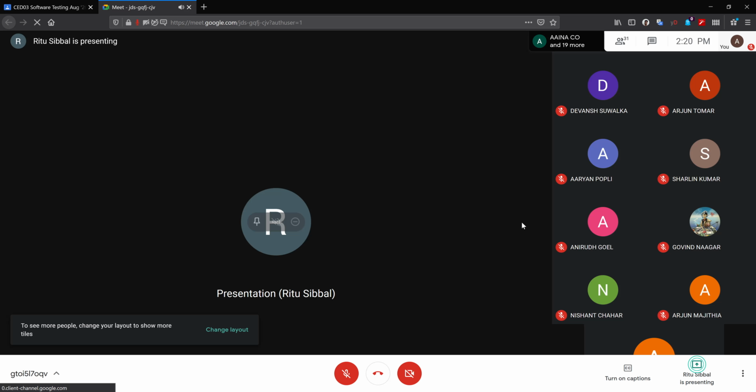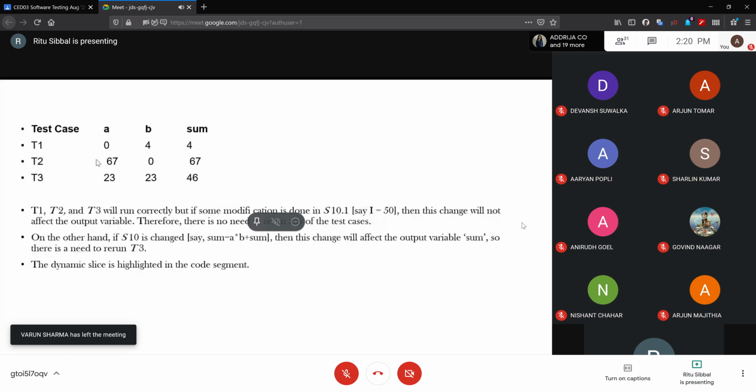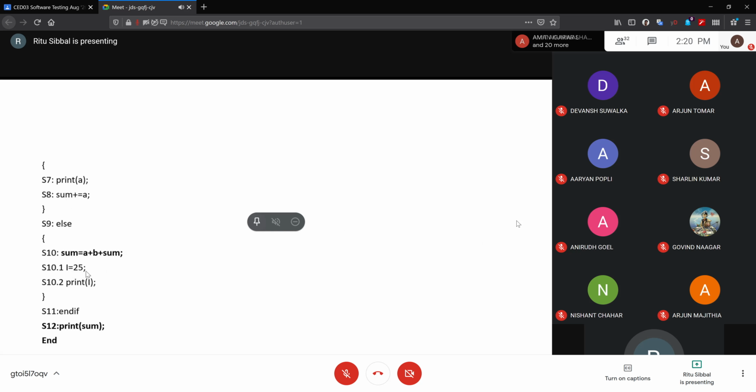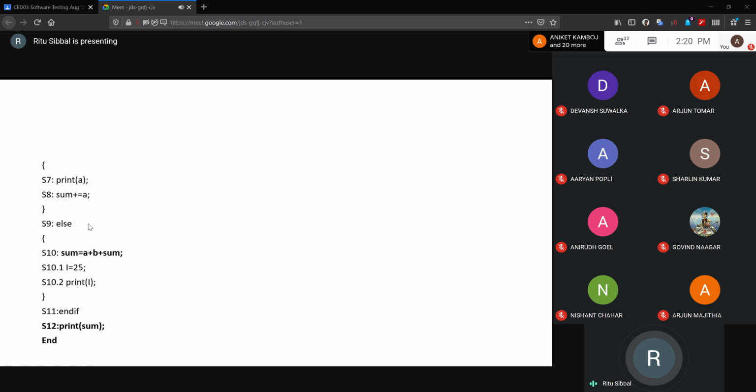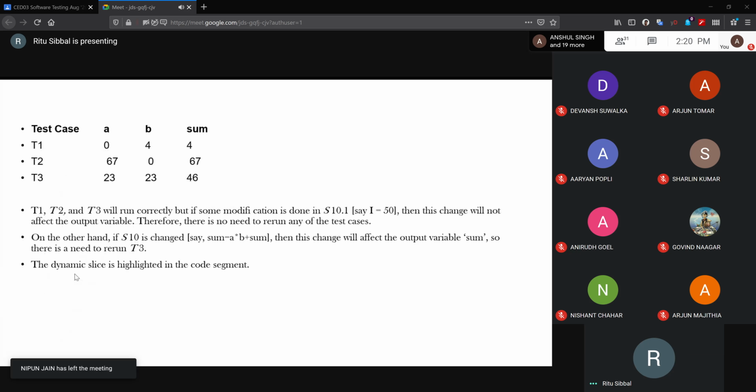Like in the previous case, T3 was not running because employee ID cannot be 0. T1 and T2 will run correctly for the program. Now suppose we make some modification in statement number 10.1, which says I is equal to 25. Now this change is not affecting any of the output variables. Instead of I is equal to 25, I have made some changes. Now it does not affect any of the output variables. So there is no need to rerun any of the test cases here.